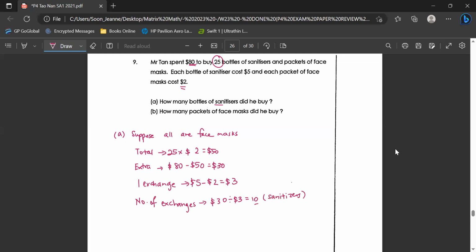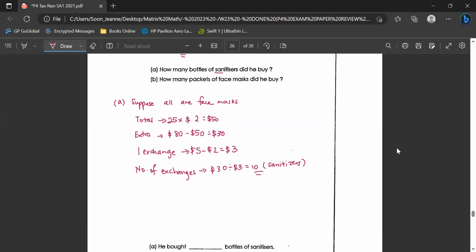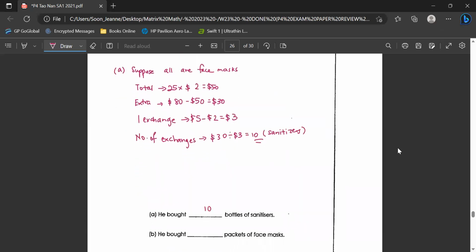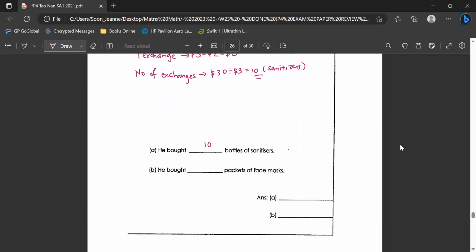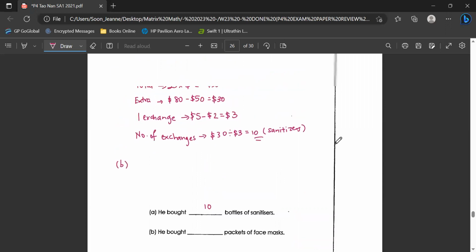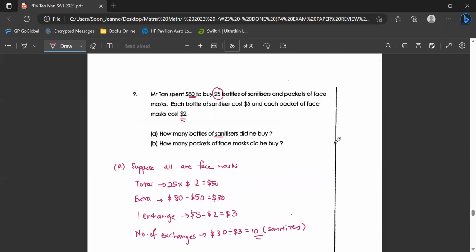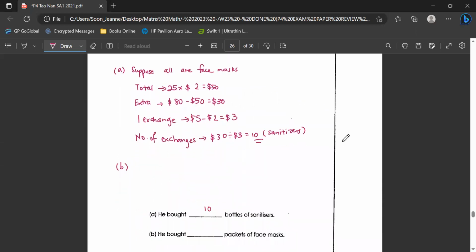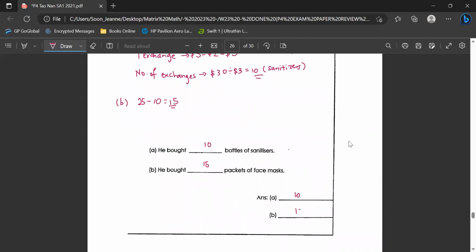Okay, so A, your answer is 10. So please write down he bought 10 bottles of sanitizers. So I'm going to label A here 10. So B, they're asking for the packets of face masks. So if you know your work, you know he bought 25 items altogether. So if 10 of them are actually sanitizers, how many face masks would that be? So you take 25 minus 10. Your answer is 15 packets of face masks. So just right here, 15.